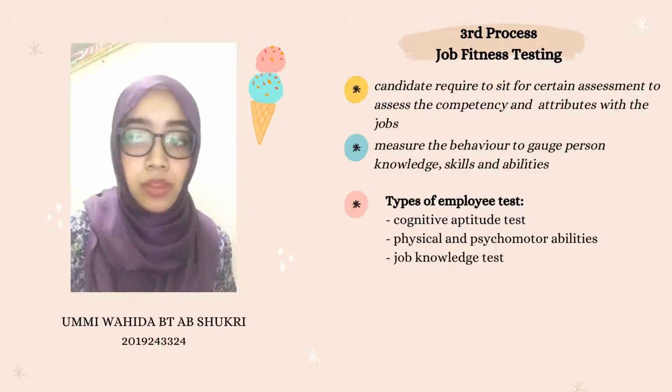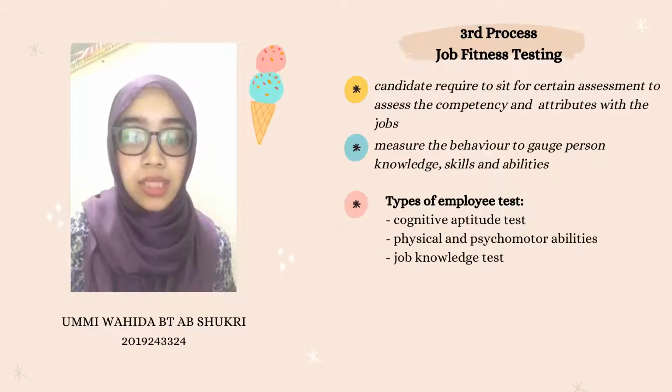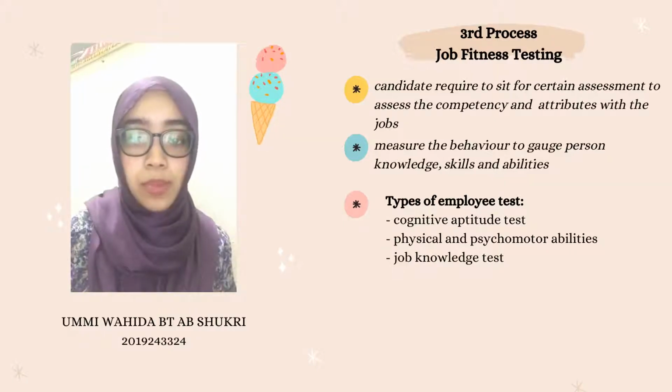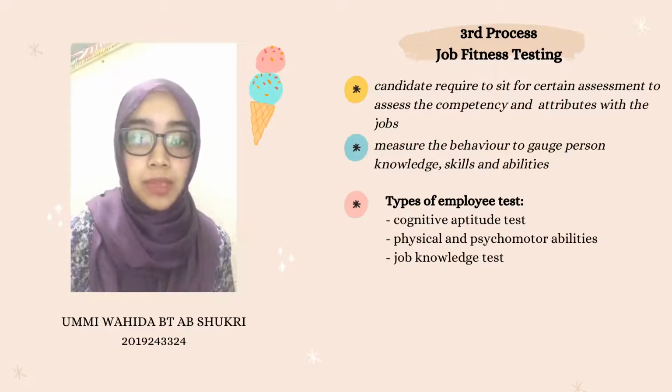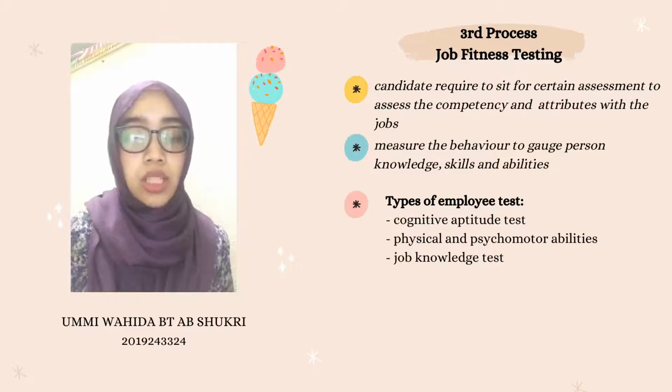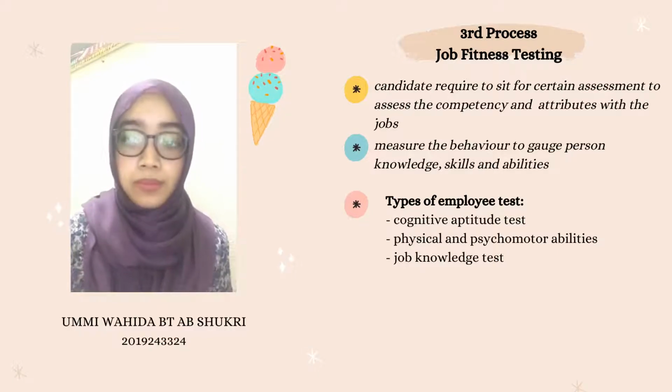There are several types of employment tests, which are the cognitive aptitude test, physical and psychomotor abilities, and the job knowledge test. The cognitive aptitude test is to determine general reasoning ability, while physical and psychomotor abilities are to measure strength, coordination, and dexterity. This not only assesses mechanical performance, but also the ability to know and understand. The job knowledge test measures the candidate's knowledge of the duties of the job.